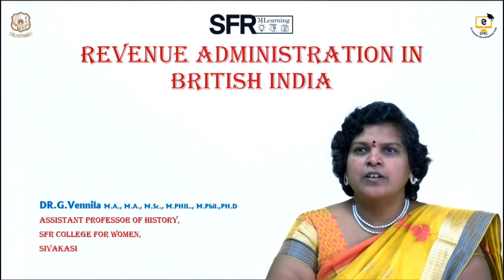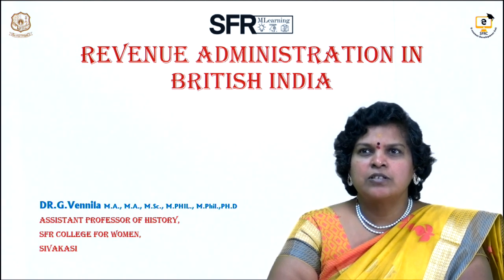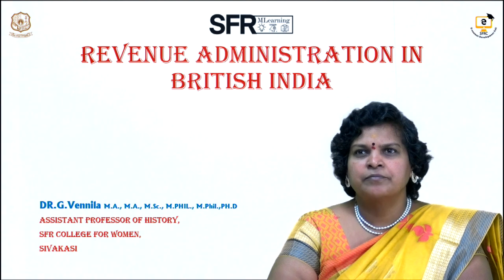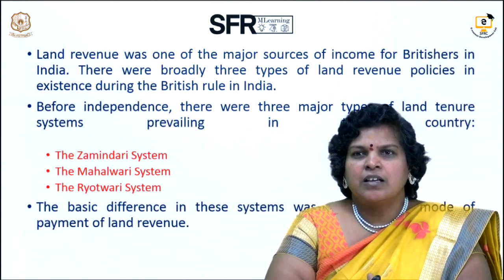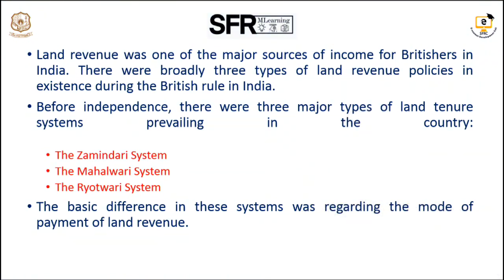The topic we are going to learn today is revenue administration in British India. So let us enter into the topic. In British India, the British drained the wealth of India in many ways. One of the methods is the land revenue system. The major source of income of the British from India was the land revenue system. It was collected in three types, and each administrator introduced one method.